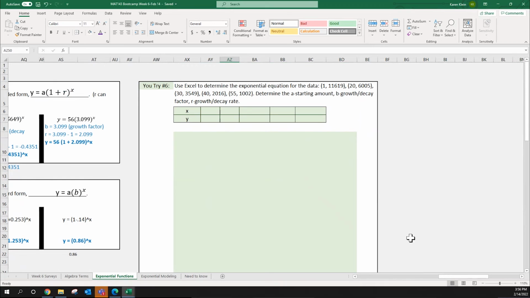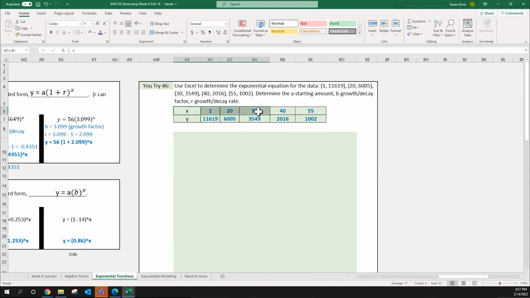All right, so now we're going to be looking at some data. We're going to take the information we learned from last time we were together, looking at how to graph, and apply what that looks like for exponentials. So here I have a set of data. I have 5 data points, and we want to determine the exponential equation for the set of data. First, we're going to create our table of values. We have 1 and 11,619. Our second data set is 20 and 6,005. Our next set of data is 30 and 3,549. We have 40 and 2016. And we have 55 and 1002.